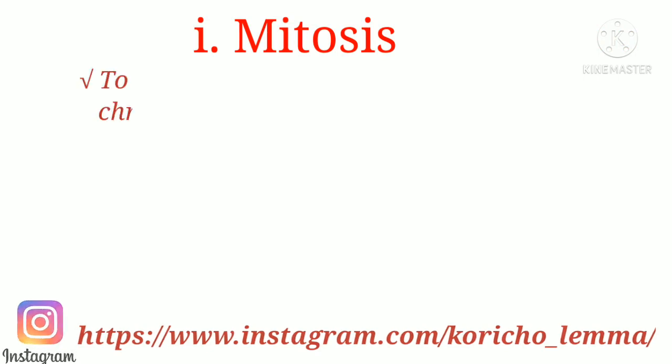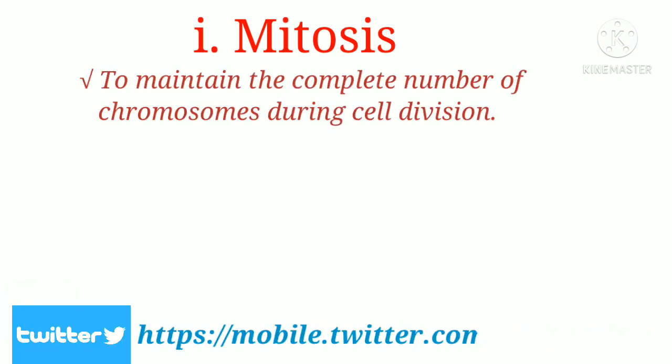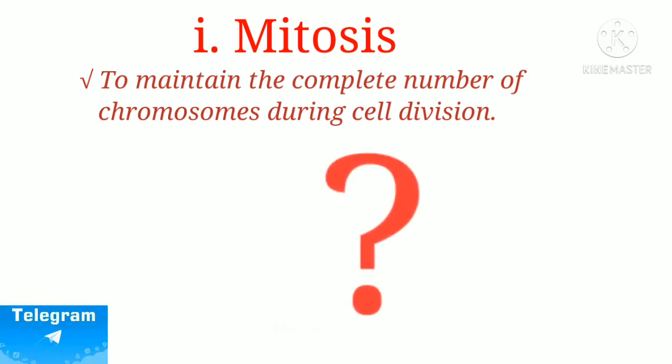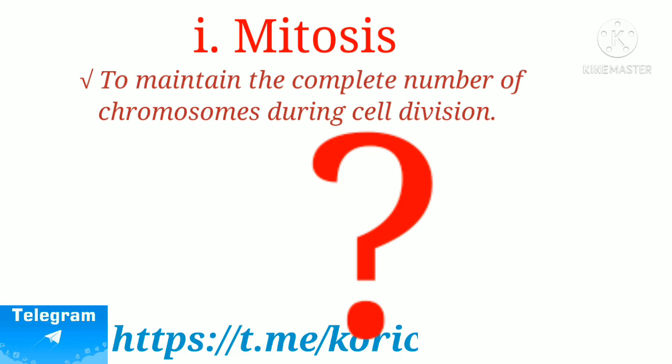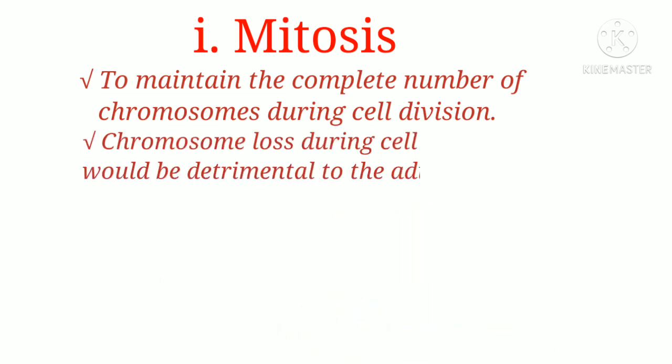Let us see each of them one by one. The goal of mitosis is to maintain the complete number of chromosomes during cell division. Mitosis is a highly ordered process. Why? Because a chromosome loss during cell division would be detrimental to the adult plant.